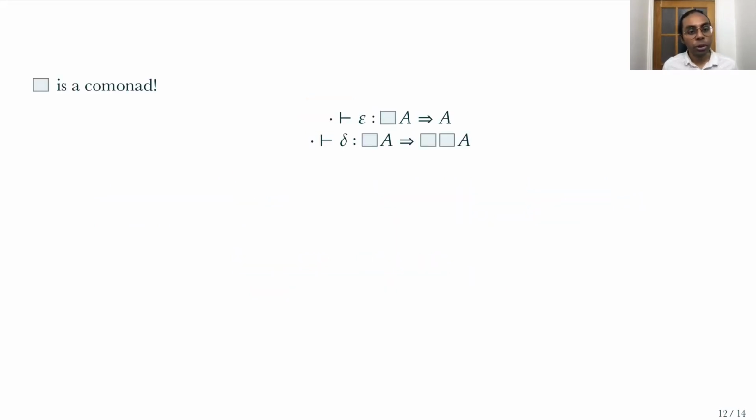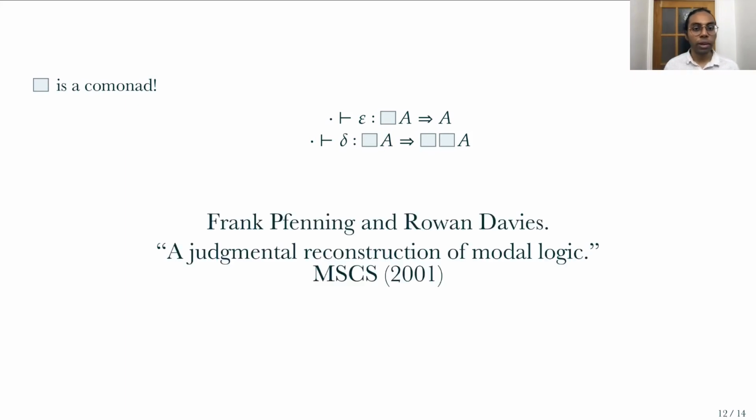Now, at this point, we note that this box constructor is a comonad. It has a co-unit and it has a co-multiplication. And in fact, our syntax for adding comonads to our type theory is inspired by the classic Pfenning-Davies paper on the judgmental reconstruction of S4 modal logic. Instead of dual contexts, we use annotations on our variables. And for more details on the syntax, see our paper.